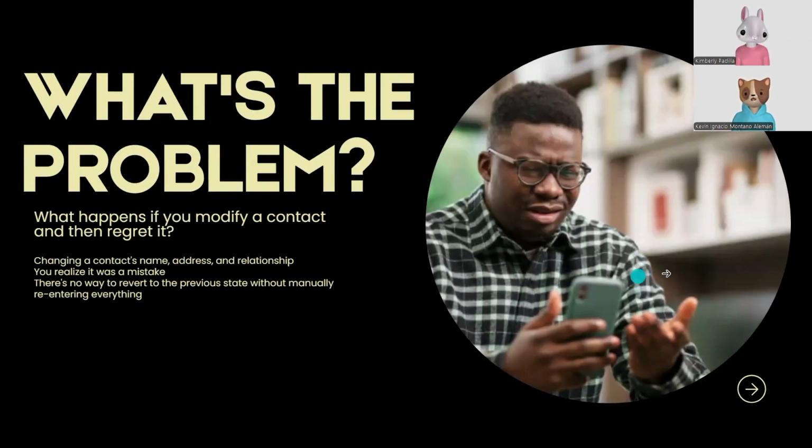Let's suppose we have an address book and we modify a contact. We change the name, address, and relationship. Then we make a mistake. The problem is that if we don't save the previous state, there's no automatic way to revert. We will have to manually remember what data it had before. So what we need is a kind of Control Z for our objects.